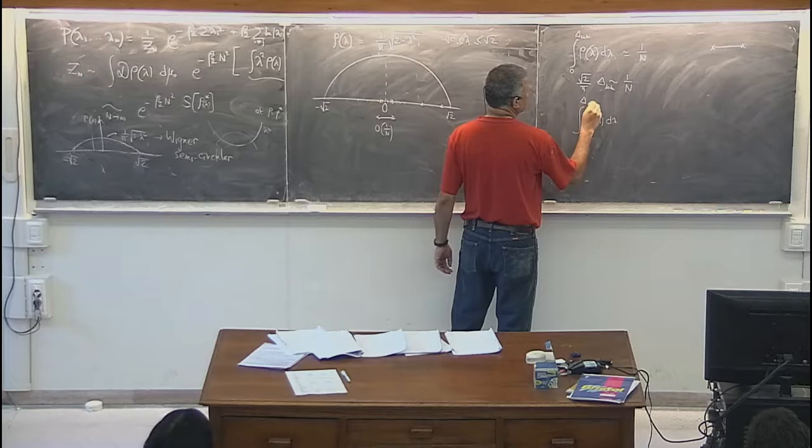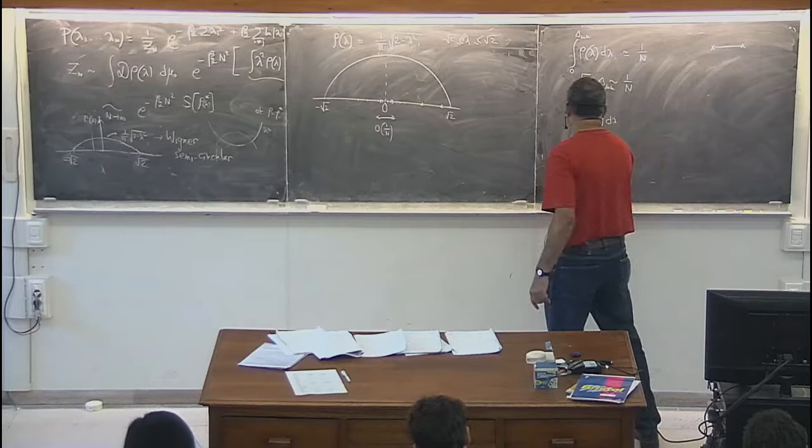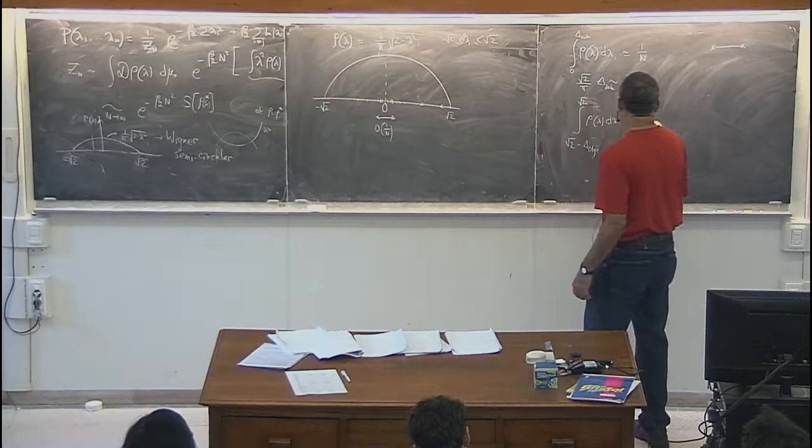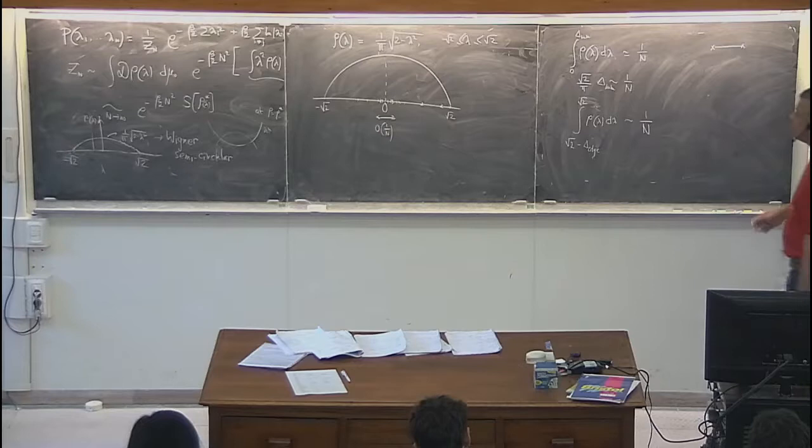So how do I estimate that? Again, I'll just put root 2 as my limit, beyond which it's not valid. So I just go from root 2 minus delta edge to root 2, and I set it to order 1 over n. That will give me an idea of this delta edge here.